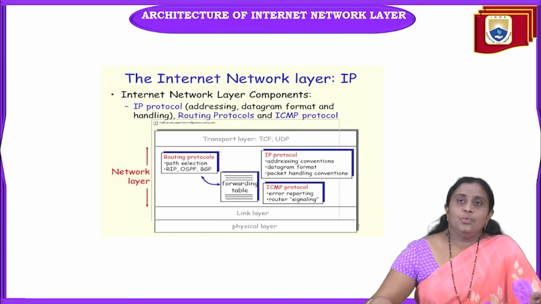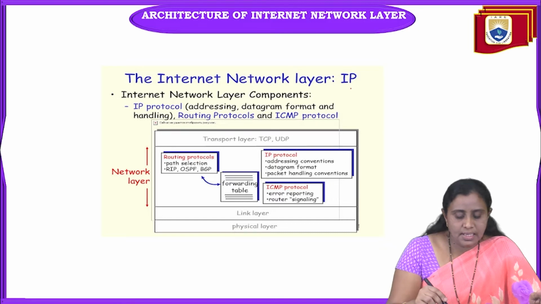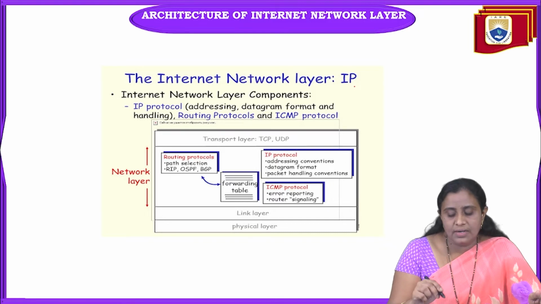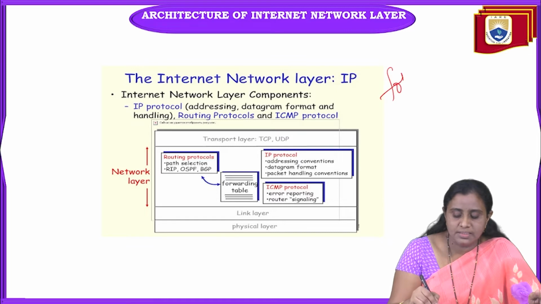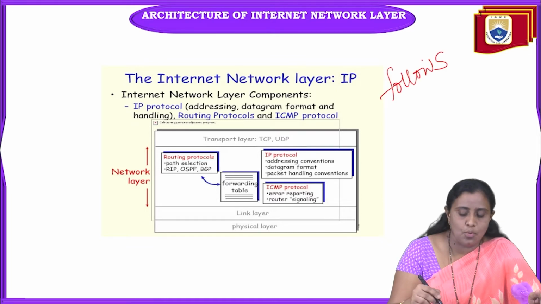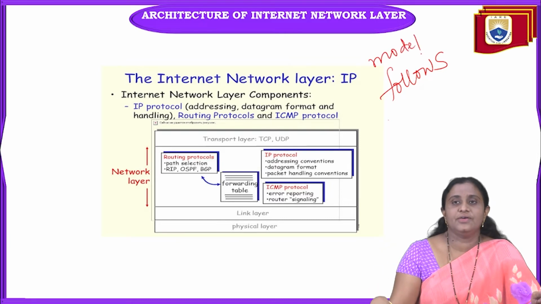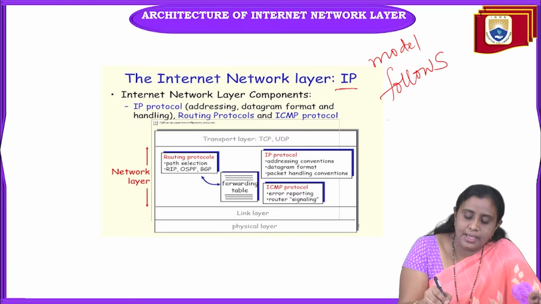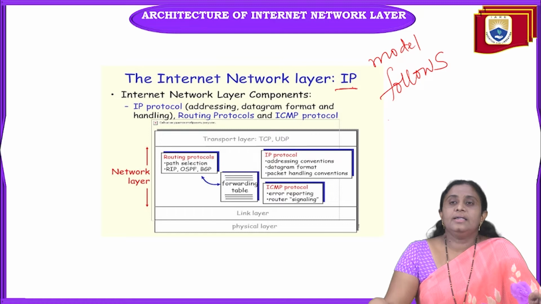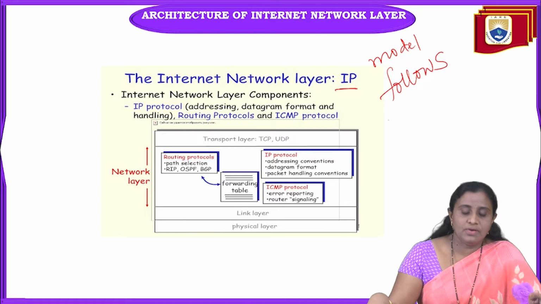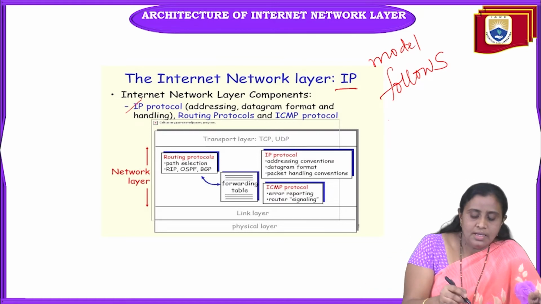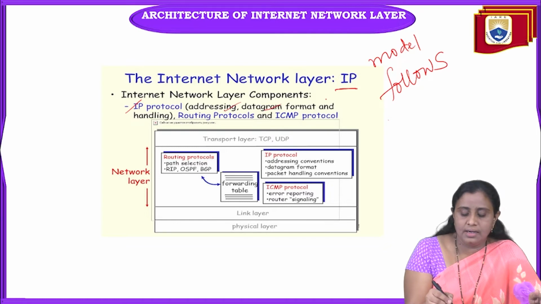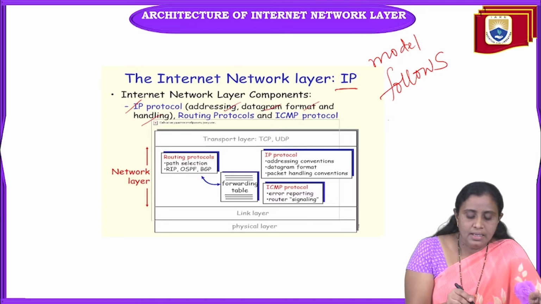So again, let us see how the architecture of the internet network layer follows. This is one of the architectural models of the internet network layer. The first one is the internet network layer, which we can call IP. The internet network layer components: the first one is the IP protocol, consisting of addressing, datagram format and handling, routing protocols and ICMP protocols.